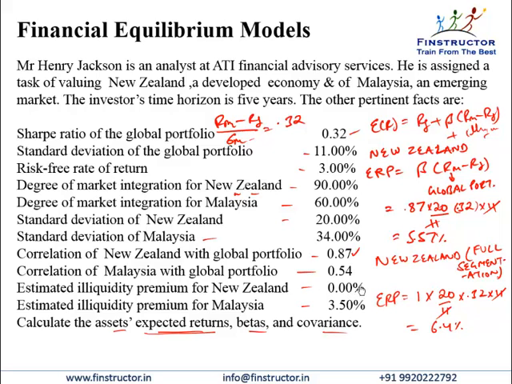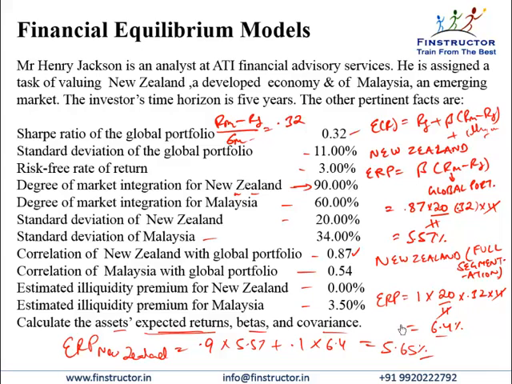New Zealand doesn't have any illiquidity premium. If there was an illiquidity premium, we could have added it to the equity risk premium right here, or we could have added it right at the end. Both would have given us the correct answer. The question then mentions that the degree of integration for New Zealand is 90%. Hence, the equity risk premium for New Zealand will be calculated as 0.9 into 5.57 plus 0.1 into 6.4, which is equal to 5.65%.